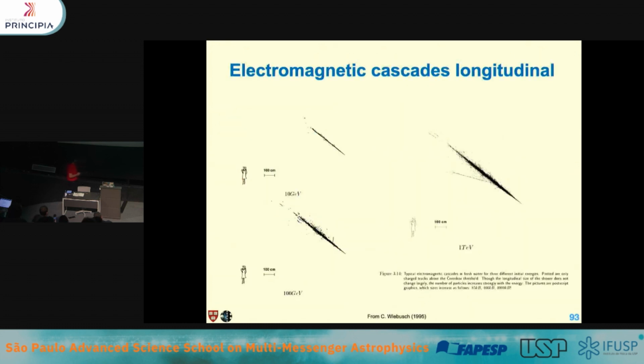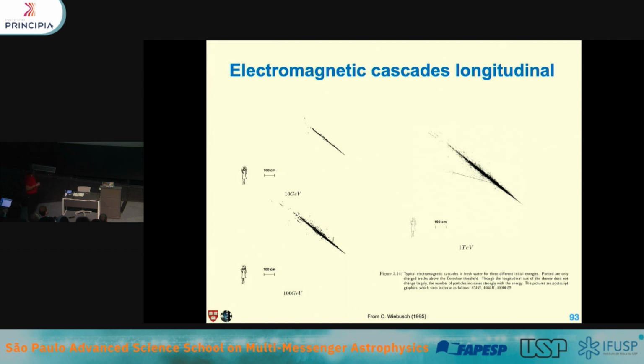So how do these cascades look? So this is 100 centimeters, 100 centimeters. This is a 10 GeV cascade, so maybe 30 centimeters in size. This is a 100 GeV cascade, maybe half a meter or so. And this is a TeV cascade in size. Okay? So you have focused and very boosted.